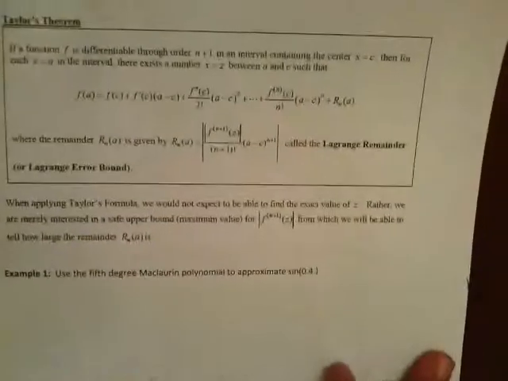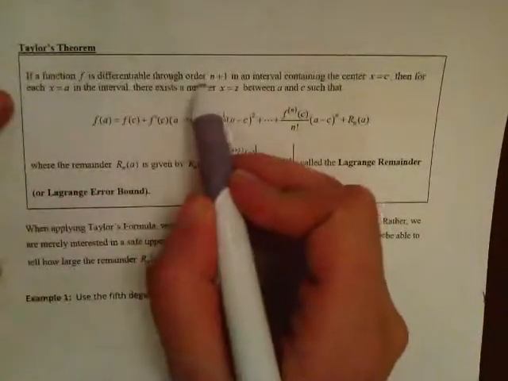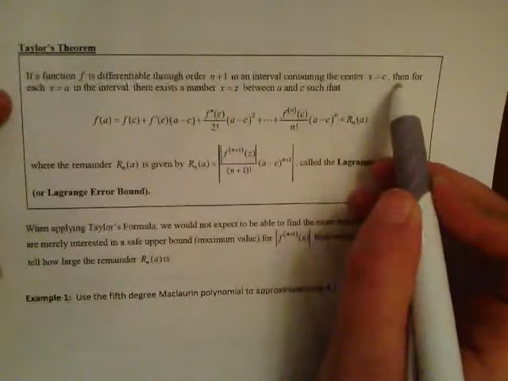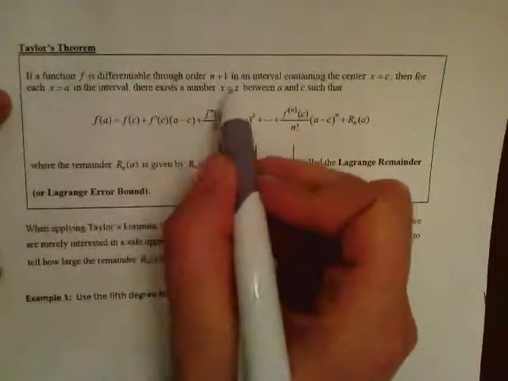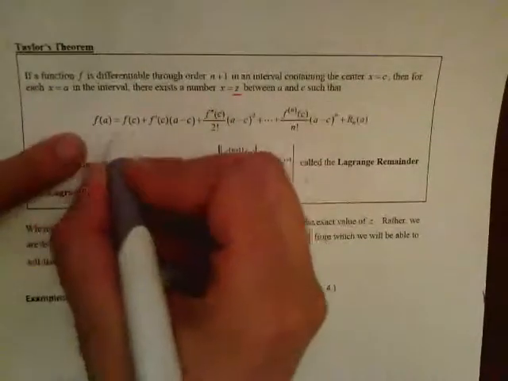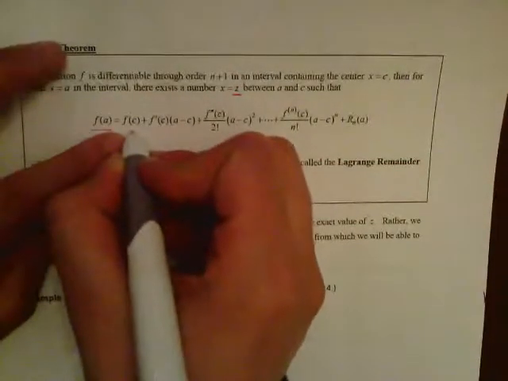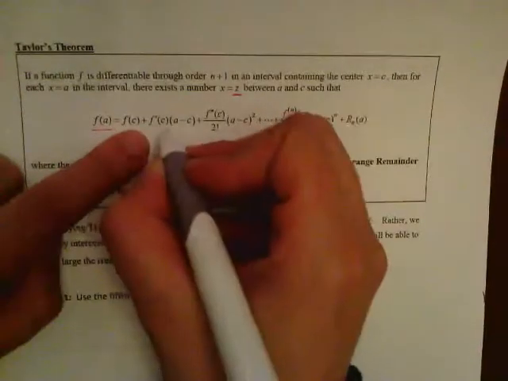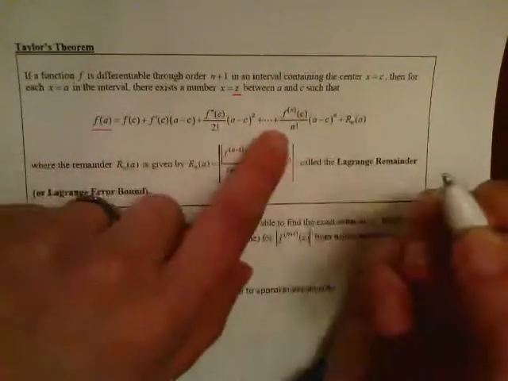So, to sum it all up, here's Taylor's theorem. If a function f is differentiable through order n plus 1 in an interval containing the center x equals c, then for each x equals a in the interval, there exists a number z between a and c that fits this. So basically the function is going to be f of c, where it is centered, plus f prime of c times (a minus c), plus f double prime of c. This is just the Taylor polynomial.